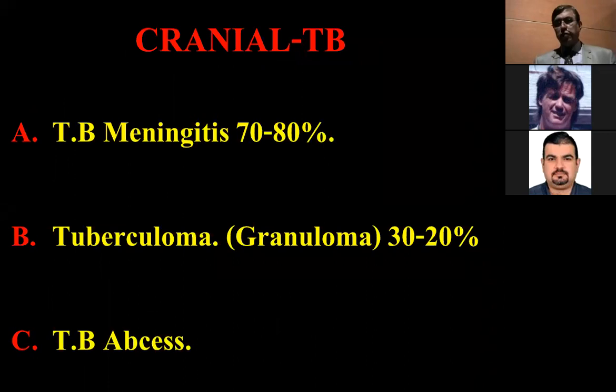So we'll come to the topic for tonight, the cranial TB. How can tuberculosis affect the brain and surroundings? It can affect the meninges, which is the commonest, 70-80%. It can cause tuberculomas, masses, in 20-30%. And in 10% or less, you can have tuberculous abscess.